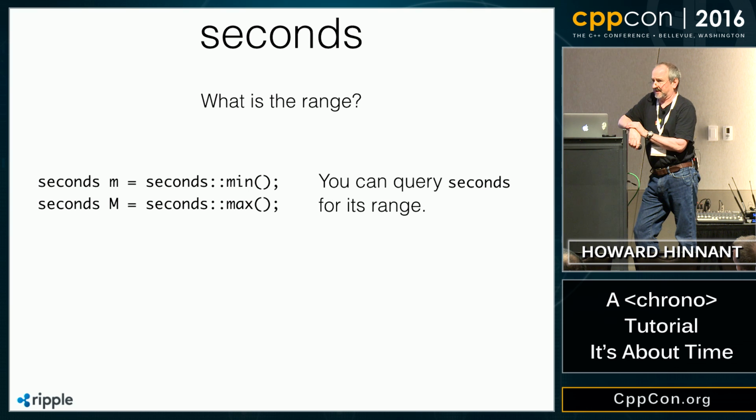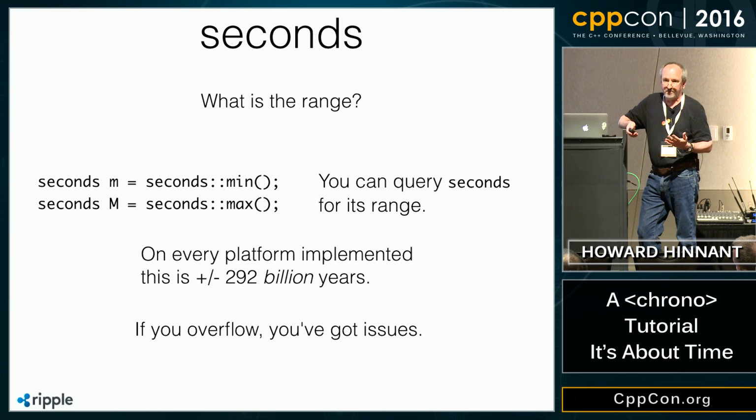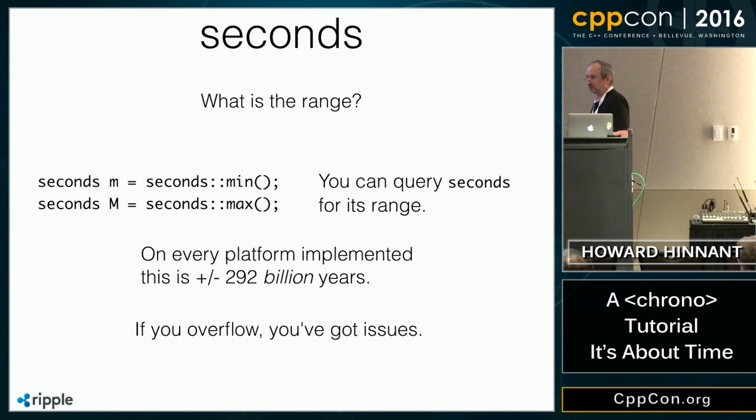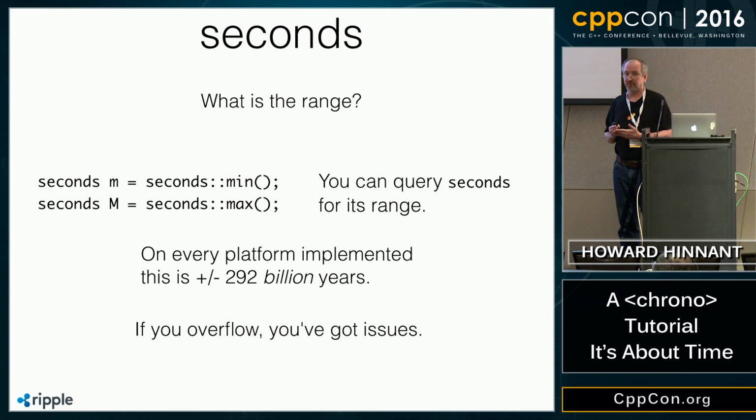So what's the range of seconds? Well, it's unspecified. It's different for each platform, but you can query it. Seconds has a static min function and a static max function. You can get those. And chrono currently has three separate implementations. Two of the authors are actually here in the room. I did one of them. Stefan did a second one.